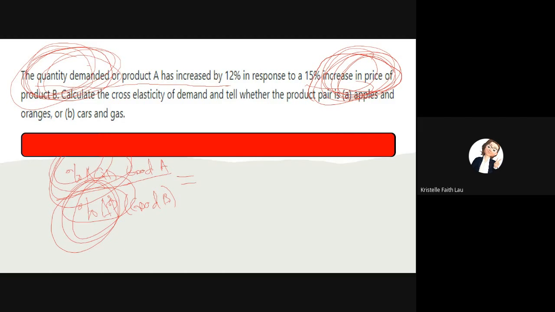So ang mo na to 12% divide nato siya sa 15%. So our answer here is 18% divided sa 15%. So we have 80%. Again, it is 80%.